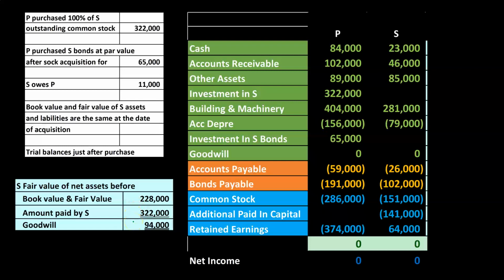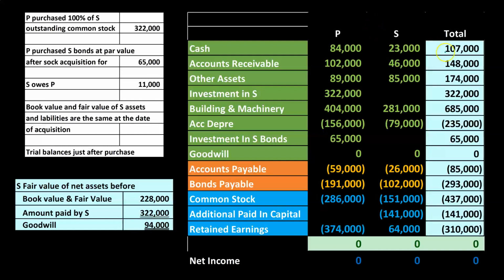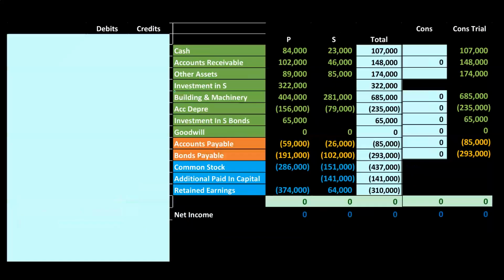So goodwill is one of the things that we're going to have to be dealing with, as well as the intercompany transactions. We're then going to add these up. So we've got P, we've got S, two trial balances. We will then add them up. So here's going to be our sum on the right. And then we have, of course, our investment here. That's going to be one of the things we will have to eliminate now in our elimination or consolidation entries.